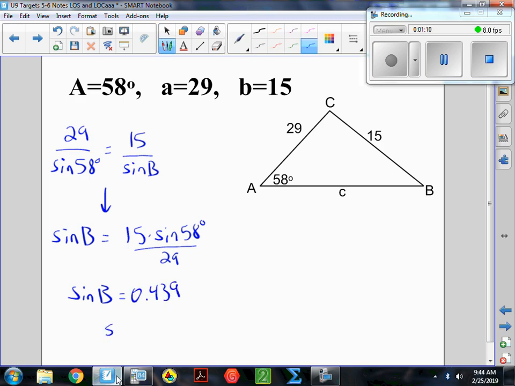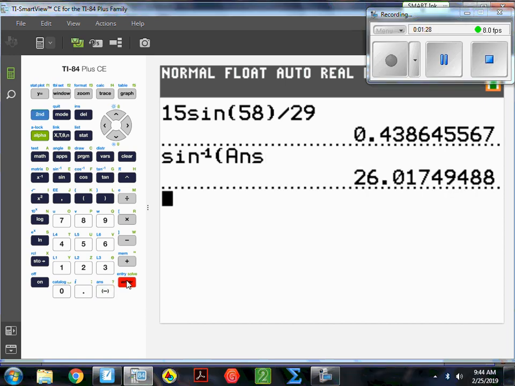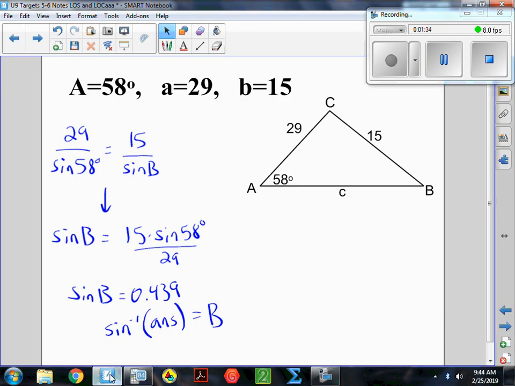So we'll take the inverse sine of that. Second sine of, I'm going to type in ANS. That way you realize I want you to type in the actual answer and not the rounded answer. So inverse sine of the previous answer uses that stored value, I get 26.017. So we're going to round that to the nearest tenth as 26.0, or just 26. So B is going to equal 26 degrees.